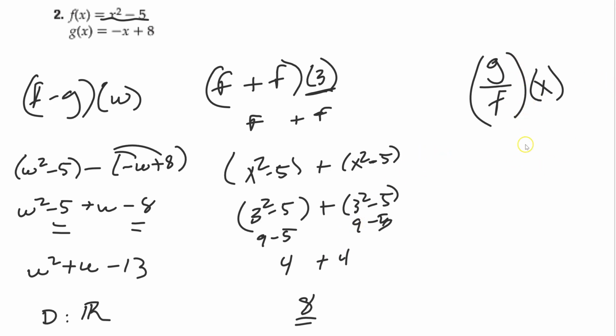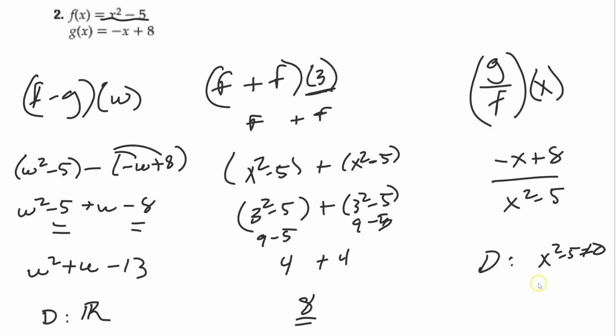g over f, so we're going to plug in g over f. So negative x plus 8 over x squared minus 5. Now I want to find the domain. All we do is set the denominator not equal to 0. So x squared minus 5 does not equal 0. Add 5, square root it. x cannot equal plus or minus root 5. So that's my domain. It can't be negative root 5 or positive root 5. Either way, I get a 0 on the bottom, and we can't divide by 0. So that's the idea with those.